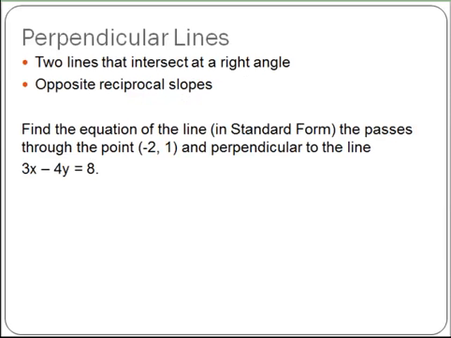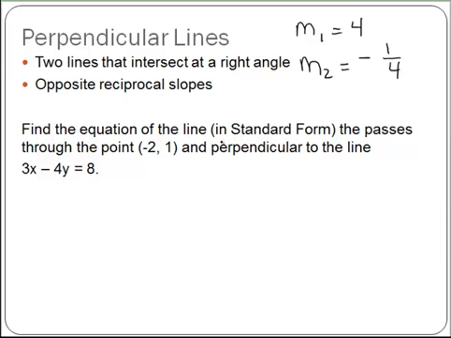So what do we know about perpendicular lines? Well, first of all, they intersect at right angles, or at a right angle, and they have slopes that are opposite reciprocals. That means if the slope of one line is 4, then the slope of the other line would be negative, because they have to be opposite, and 1/4 because they have to be reciprocals. It just means flip it over.